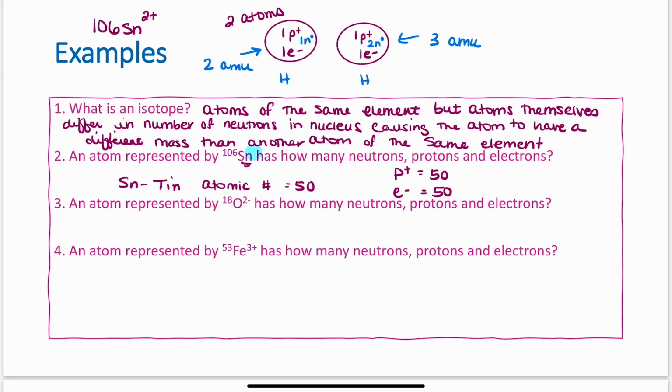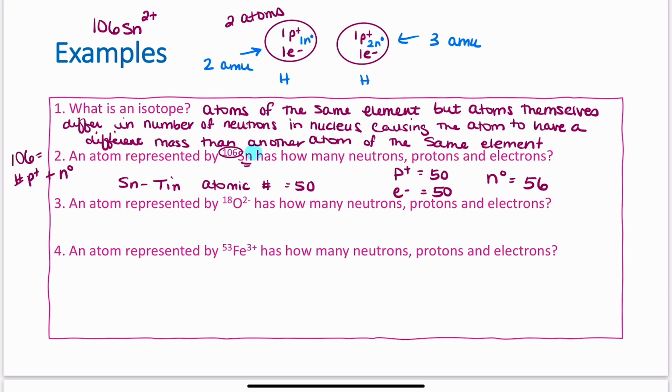The last piece I need here is my number of neutrons. Your mass number equals your protons plus your neutrons, and this number here is your mass number. So that 106 is equal to the number of protons plus the number of neutrons in the atom of this species, which means you have 56 neutrons present.